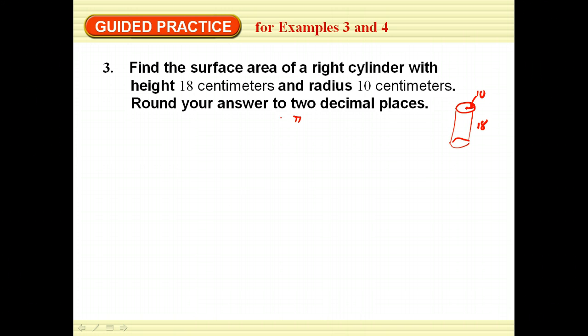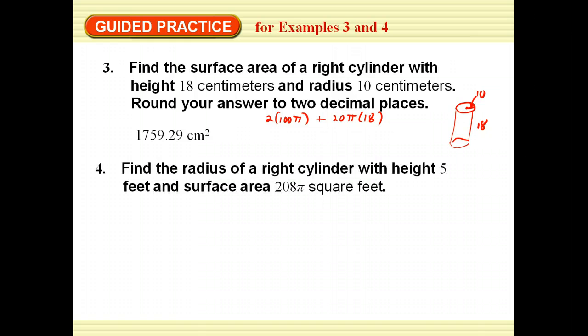So pi times 10 squared, 100 pi. And I need 2 of those. And then I need the circumference, which is twice the diameter, or 2 pi r. So that's going to be 20 pi. And then multiply that times 18. And that will give me 1,759.29 centimeters squared.